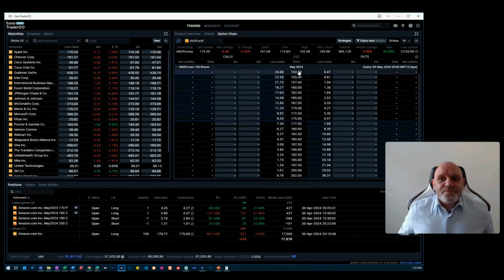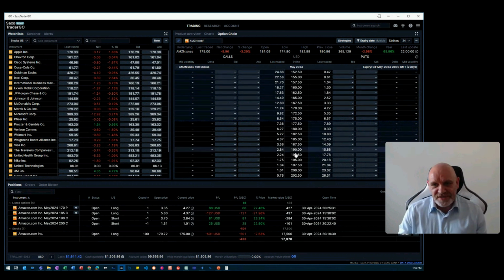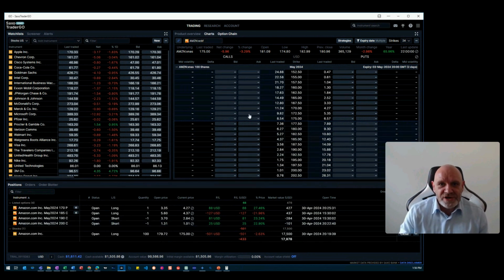So we have the May expiry and you have the different strike prices. On the left-hand side, we have the call options. On the right-hand side, the put options. So that means that if you, let's go back to our chart.